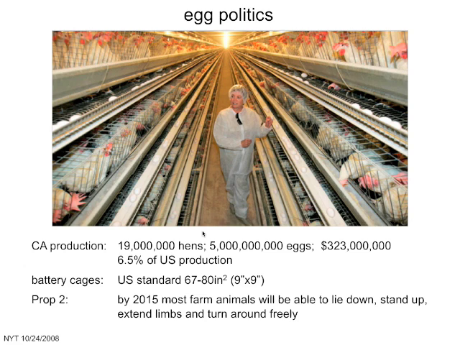This is a very small cage size, and this has led to a lot of anxiety amongst certain subsets of the population, which led to the proposal and passage in California of Proposition 2 in 2008, which stipulates that by 2015, most farm animals, not just chickens, by the way, will be able to lie down, stand up, extend limbs, turn around freely, etc. There's a lot of debate as to the impact that this proposition will have on the economics of egg production, but there's no doubt that it will change the lives of these egg-laying hens.